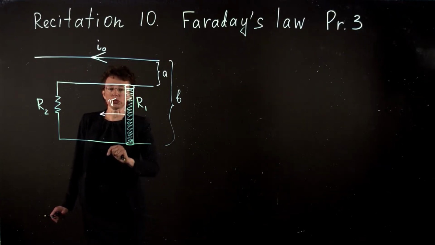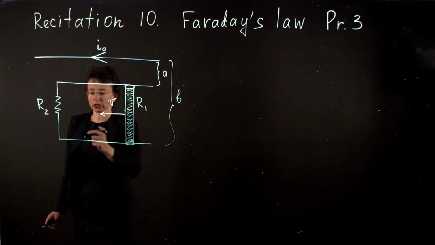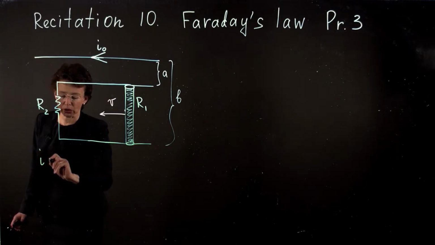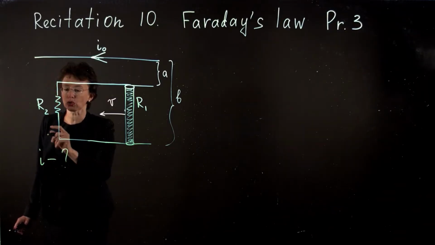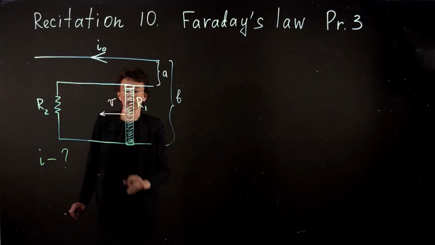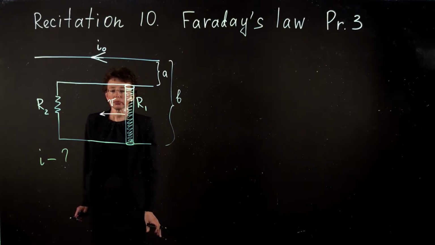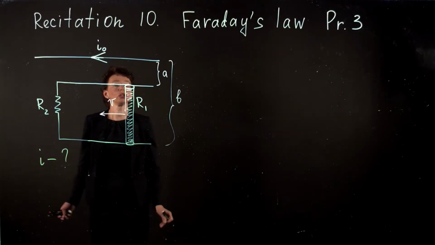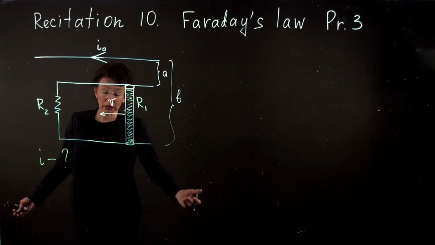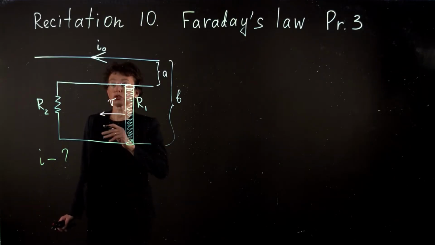And what we want to find is the current flowing through the resistor R2 if self-inductance is ignored. Which law will we use? Well, we will use Faraday's law to solve this problem.